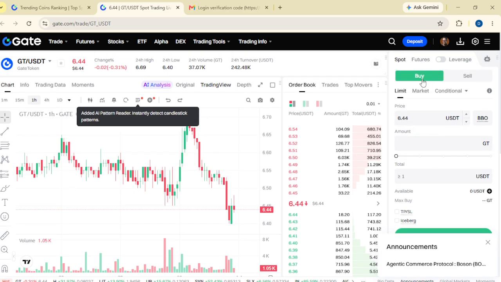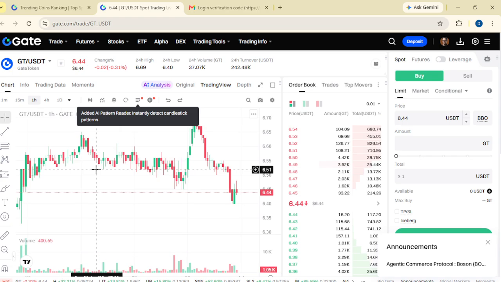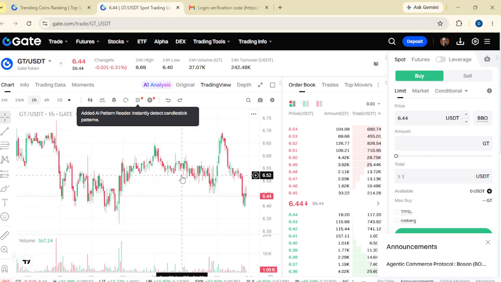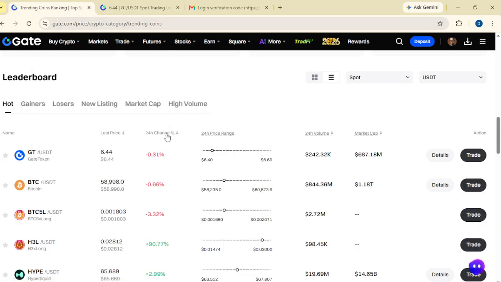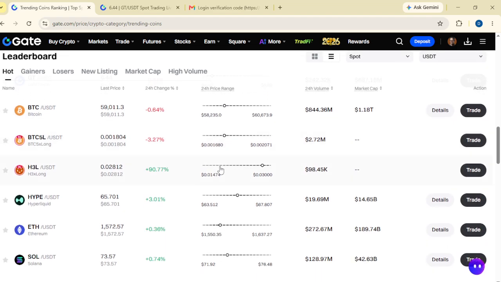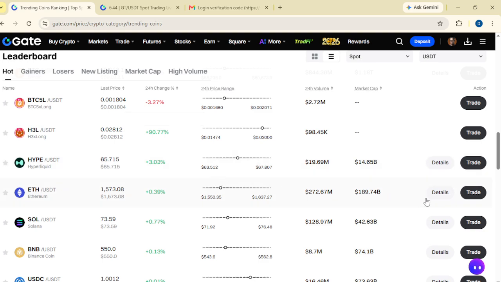Review the project's fundamentals, recent news, market performance, and price history instead of making decisions based solely on popularity. Remember, a coin that's trending today can also be highly volatile. And that's how to find trending coins on Gate.com.